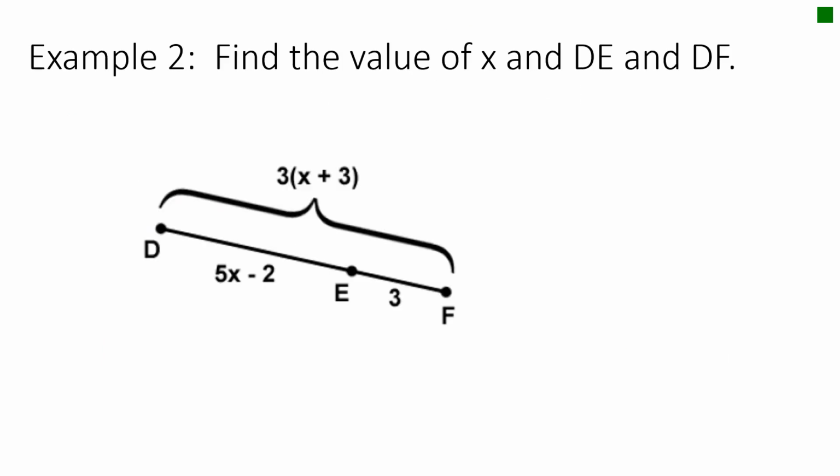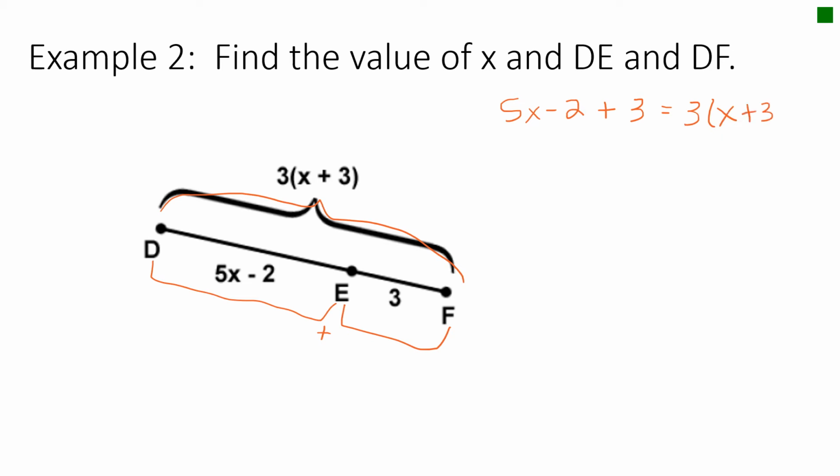So example 2 is very similar in the way that we solve. It's still that segment addition postulate we have. So I'm going to take the two smaller segments, DE and EF, and add them together to get the whole segment we have here. So I'm going to take 5x minus 2 plus 3 equals 3 times the quantity x plus 3.